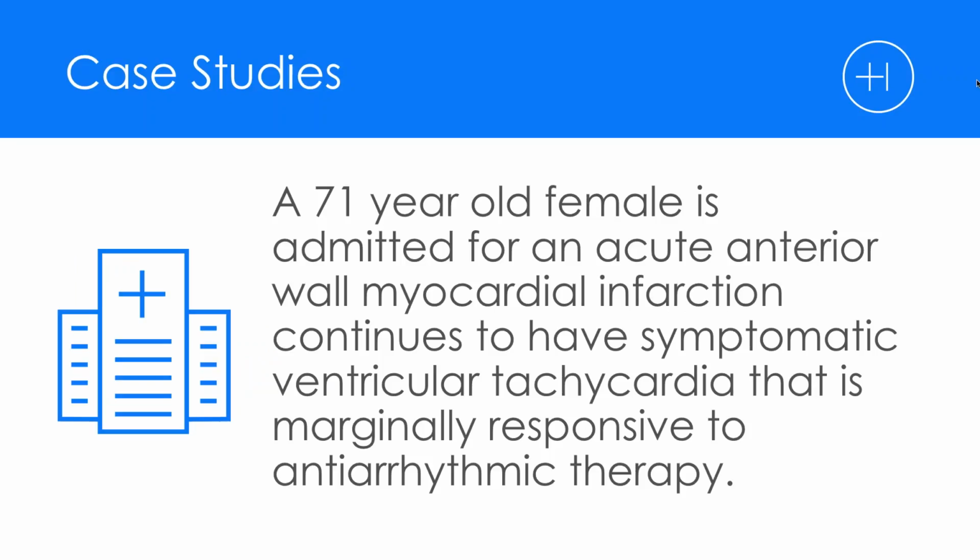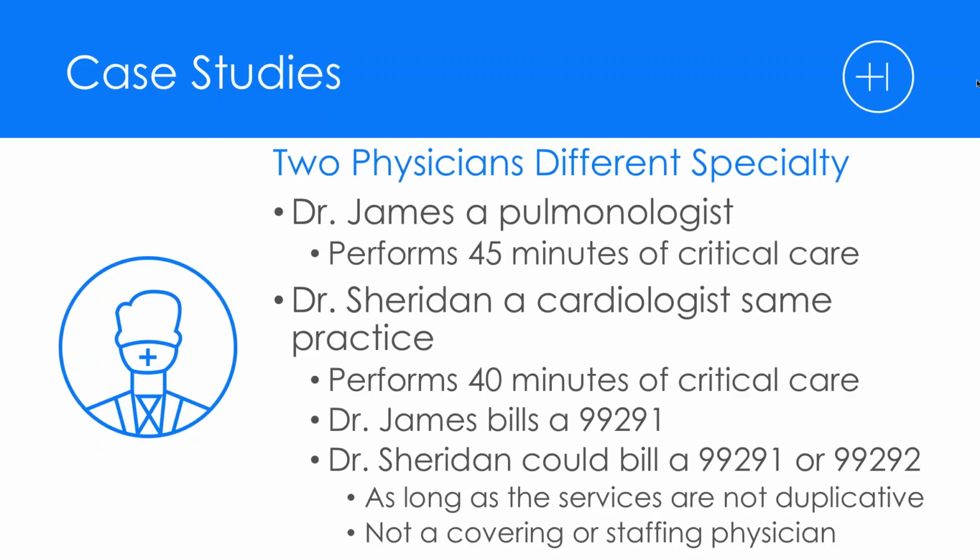All right, another example, 71-year-old female is admitted for acute anterior wall myocardial infarction. They continue to have symptomatic ventricular tachycardia that's marginally responsive to antiarrhythmic therapy. And so in this case, two physicians, different specialty, Dr. James, a pulmonologist, Dr. Sheridan, a cardiologist. One performs 45 minutes of critical care. The other performs 40 minutes of critical care. Dr. James is going to bill a 99291. Dr. Sheridan could bill either a 99291 or 99292, as long as the services are not duplicative, not a covering or staff physician. Okay?